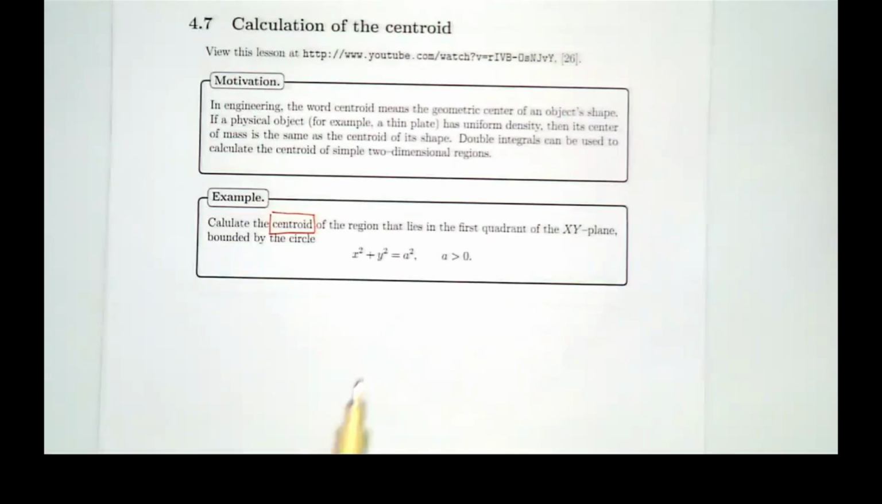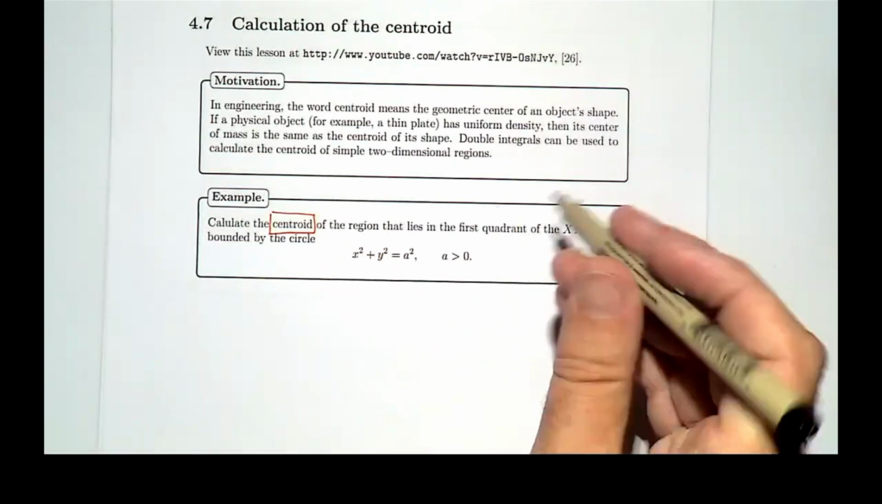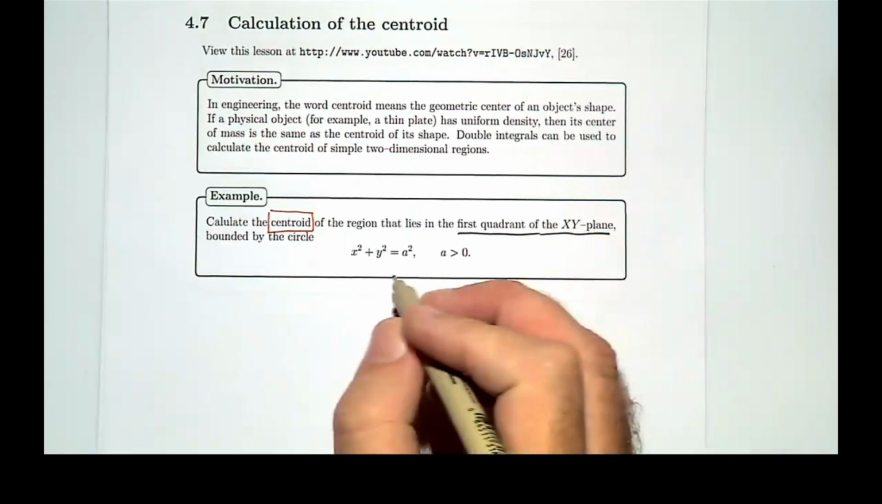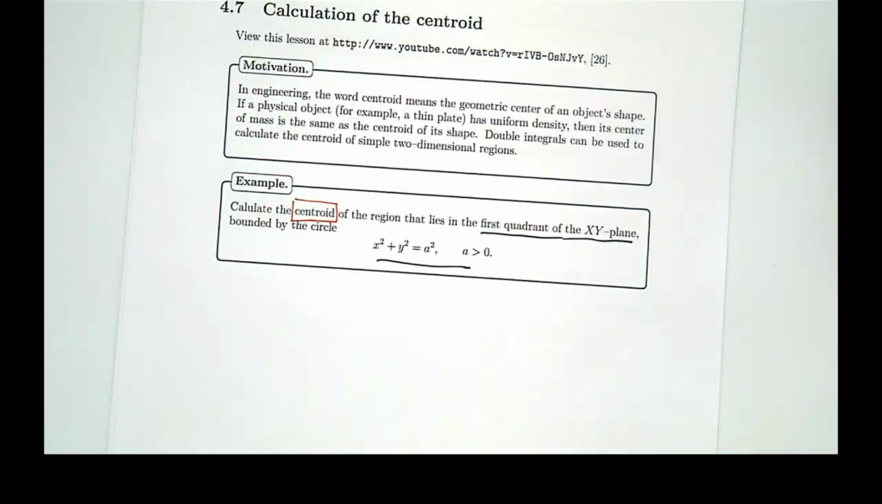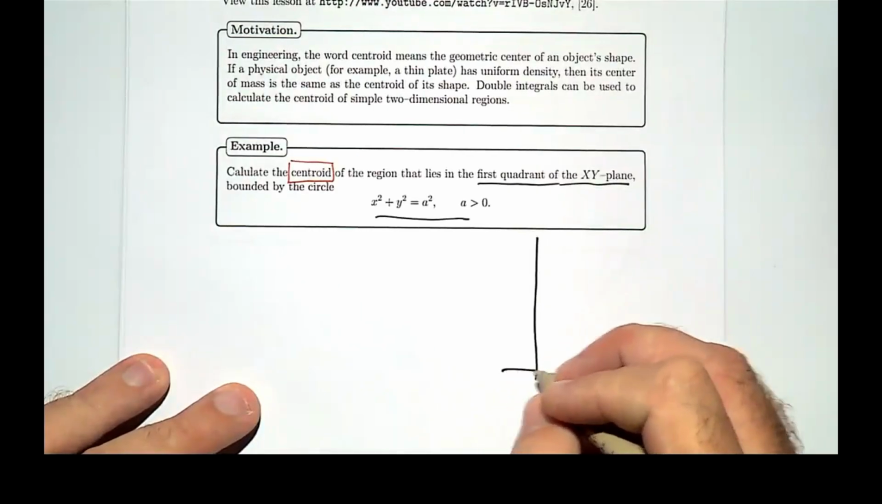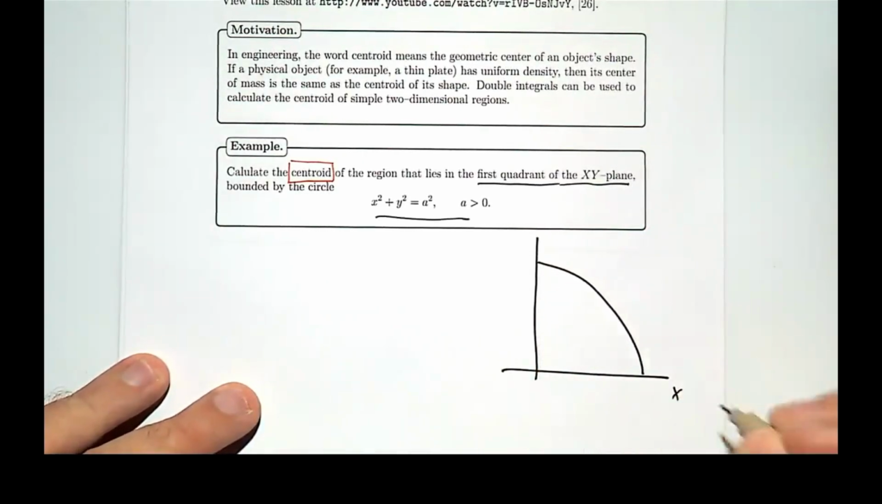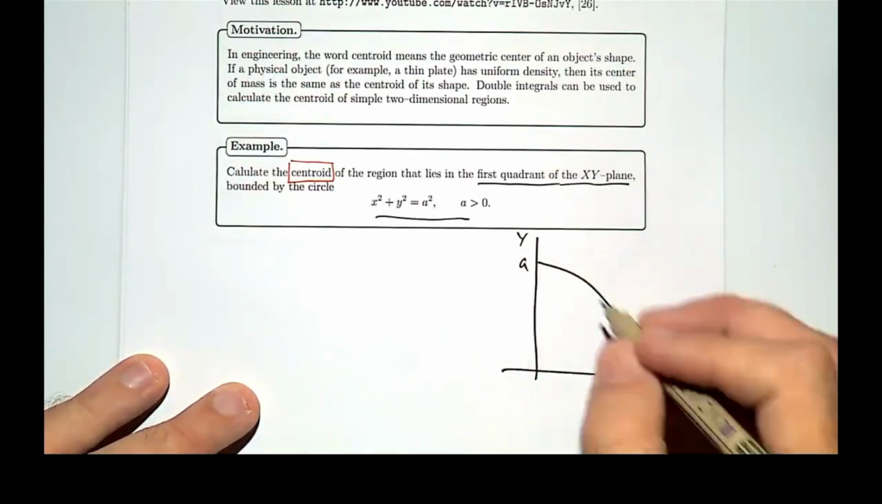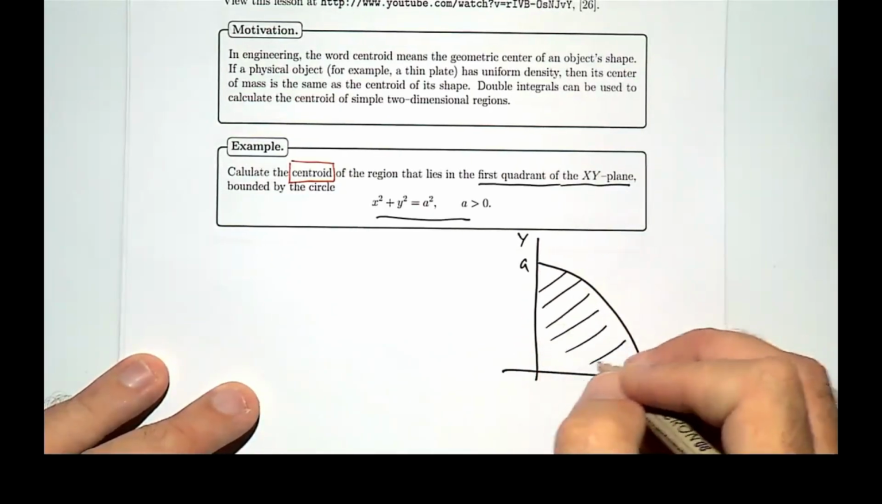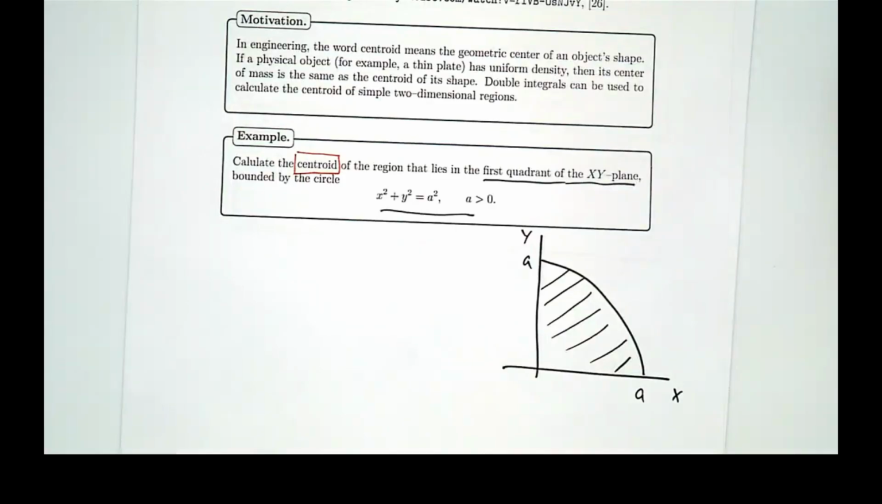All right, so let's read the question. Calculate the centroid of the region that lies in the first quadrant of the XY plane and is bounded by that circle, okay? So draw a picture, as we do, right? Yep. Okay. Now, let's not do any calculus. Let's just actually look at the picture. Okay, I know it's still early.